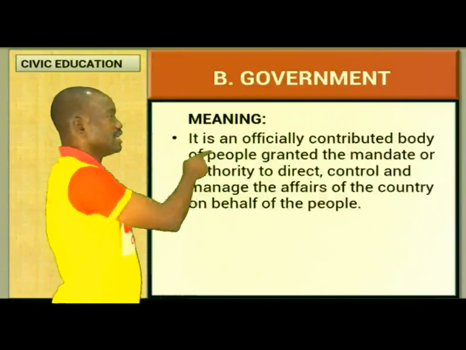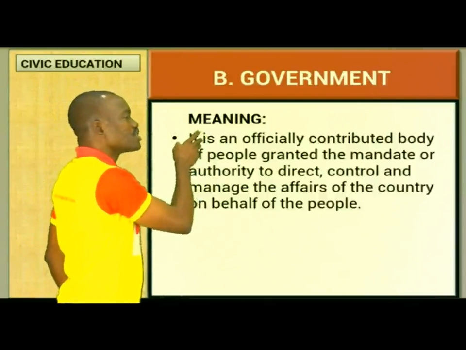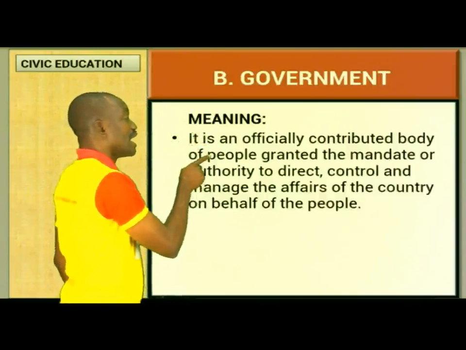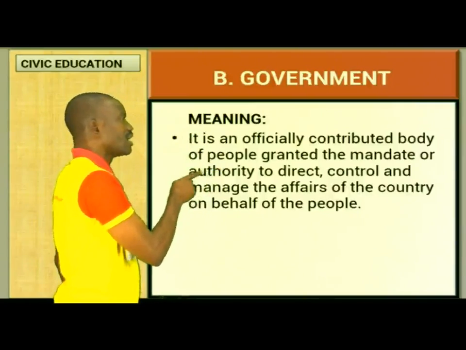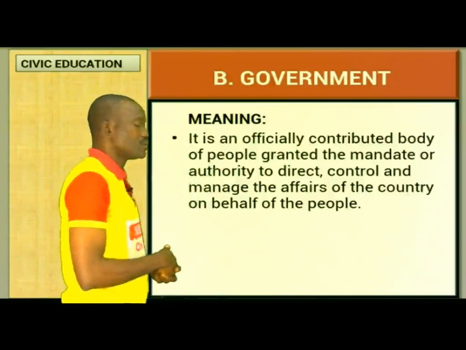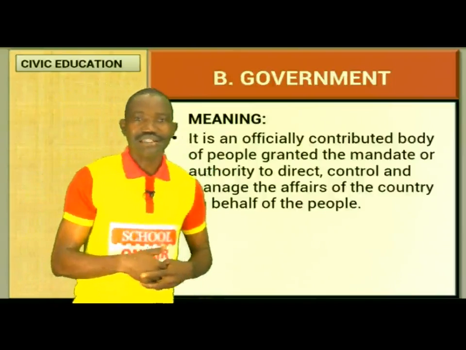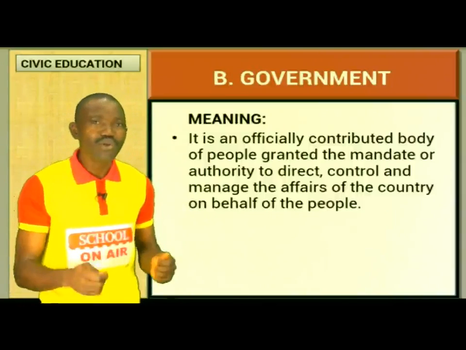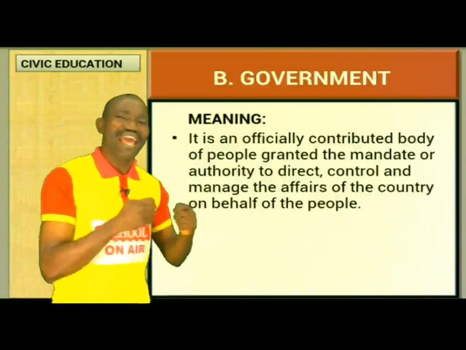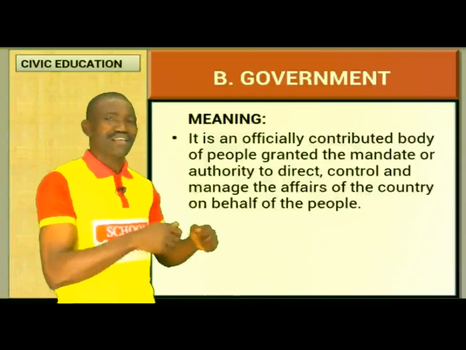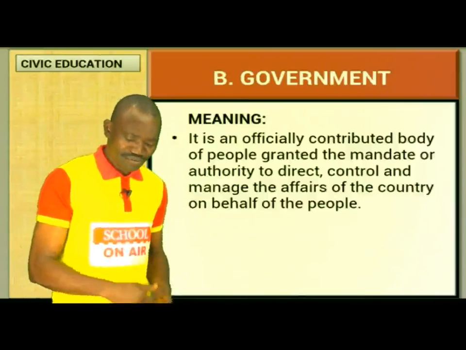Number one, it is an officially constituted body of people granted a mandate or authority to direct, control, and manage the affairs of the country on behalf of the people. They are given the mandate. In other words, when we vote for them, what are we saying? We are telling them, go ahead, lead us, give us instruction, exercise authority on our behalf.